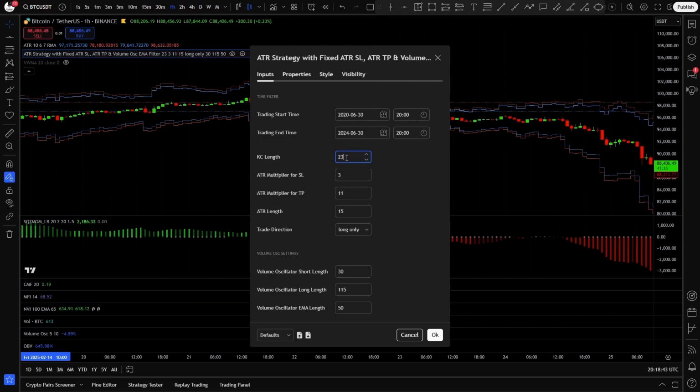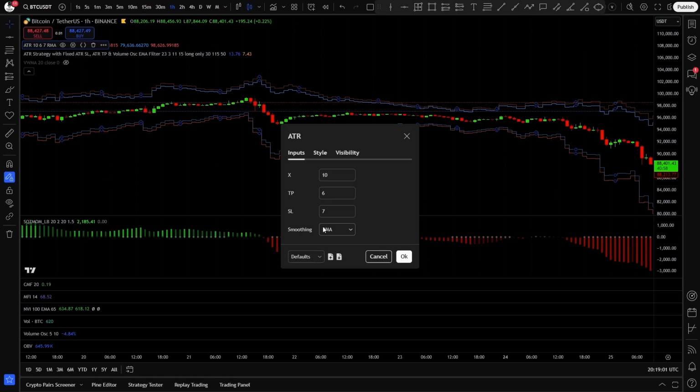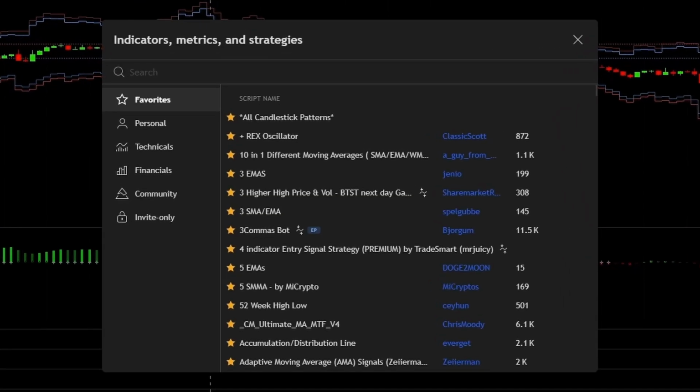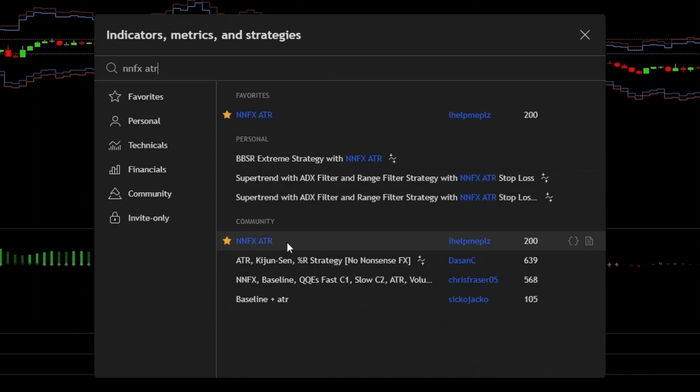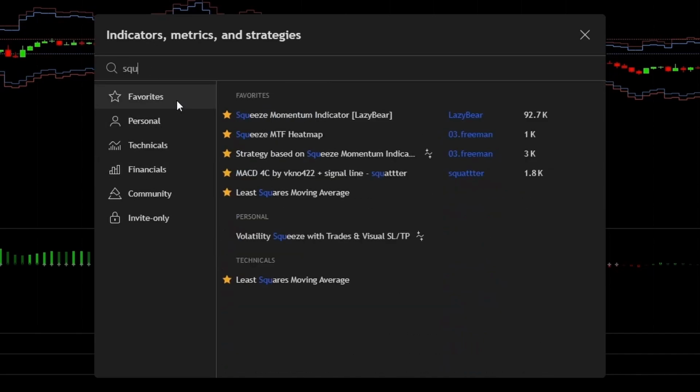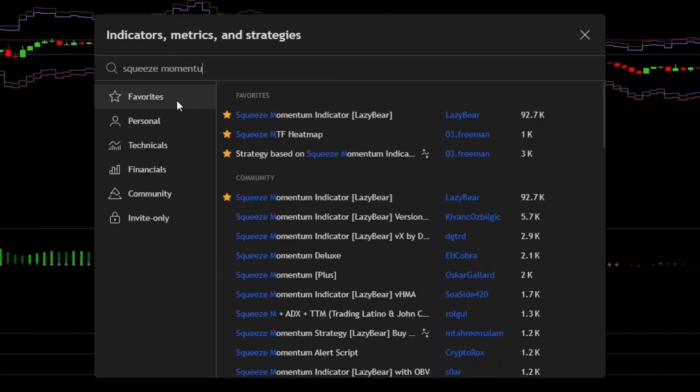Now, just like before, I will be using the squeeze momentum as an entry signal, which is this indicator. And for the exit, I will be using an ATR-based stop loss and take profit level using the NNFX ATR indicator. So to get these indicators on your chart, type in NNFX ATR, add this one, and squeeze momentum.